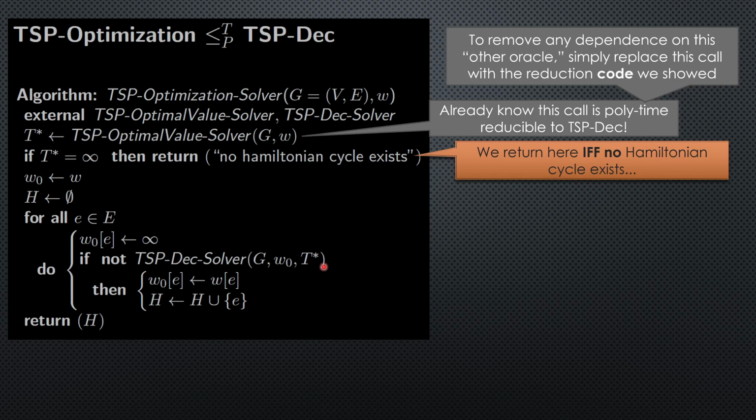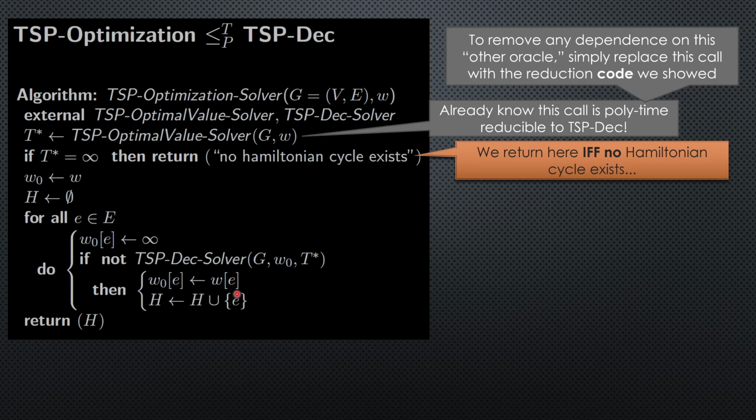So that means it was a mistake to remove this edge. We should add it back in. So we set the weight of E in our copy W0 back to the original weight. We restore that edge. And now, when we're restoring that edge, what are we saying? We're saying it's a bad idea to remove it because that removes every optimal Hamiltonian cycle. So this edge is part of every optimal Hamiltonian cycle.